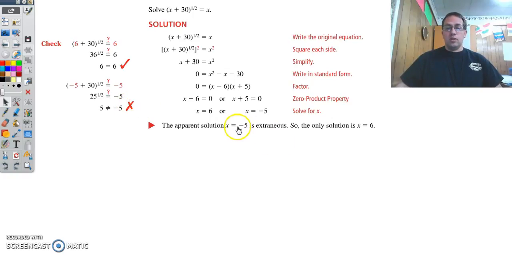So this solution doesn't work. Our only solution is x equals 6. That's it.